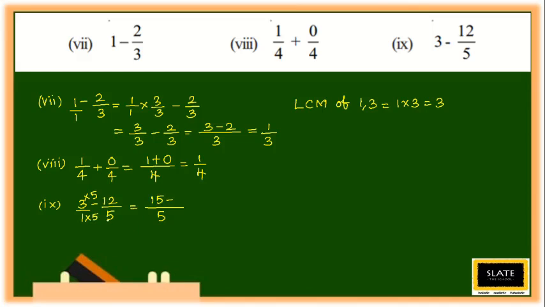Same way 5 how many times? Once. So 1 into 12. Because denominators are same, we need not multiply. So 15 minus 12 how much? 3 by 5. Answer is 3 by 5. So this way we need to simplify. It is 15 by 5 minus 12 by 5. That's nothing but 15 minus 12 by 5. So answer is 3 by 5. This way we need to simplify these problems. Clear everyone?